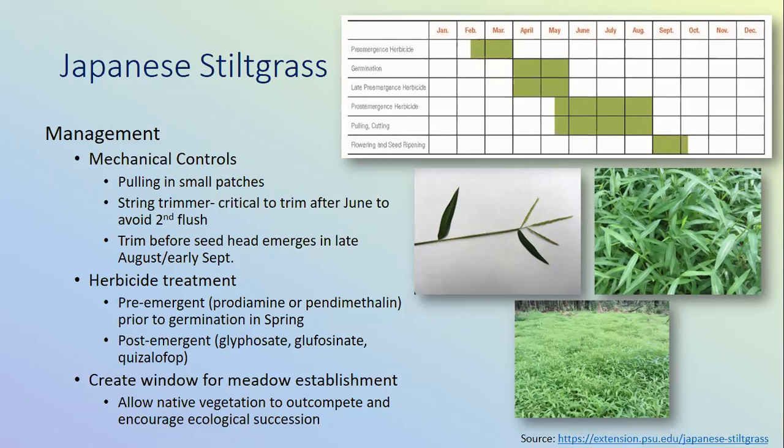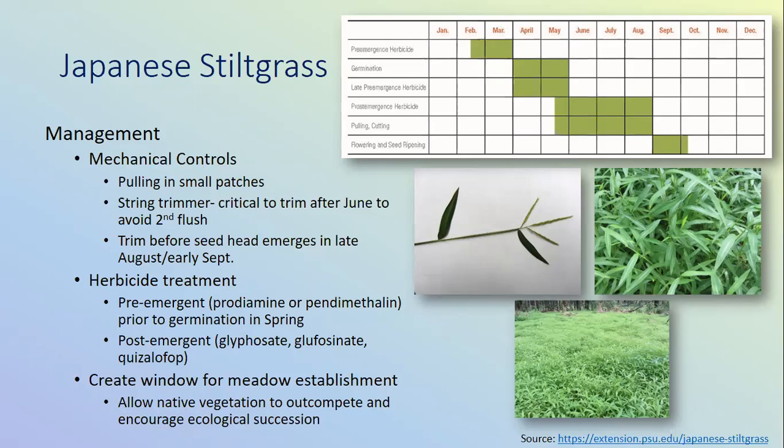Again, there's pre-emergence to prevent any germination in the spring, which is pretty critical for this type of plant. And there's also post-emergence that you can apply. And really interestingly, and something I'm trying in my own backyard, and it's actually working fairly well, is you can actually create a window and establish a meadow instead of the invasive Japanese stiltgrass.